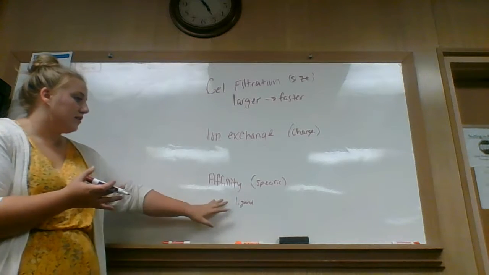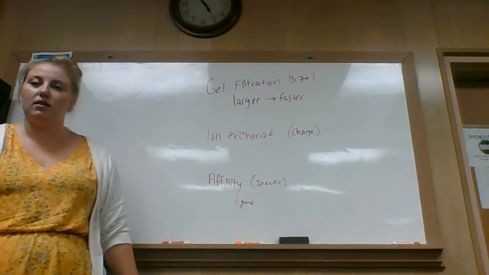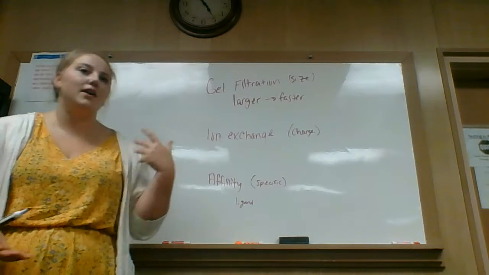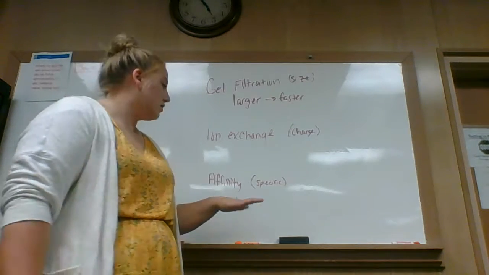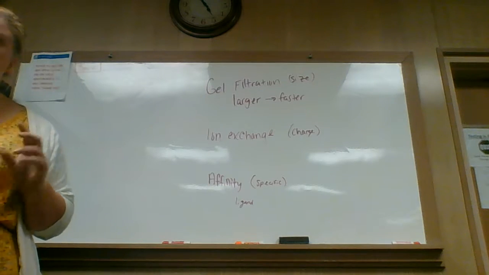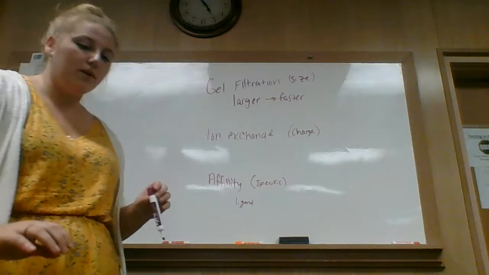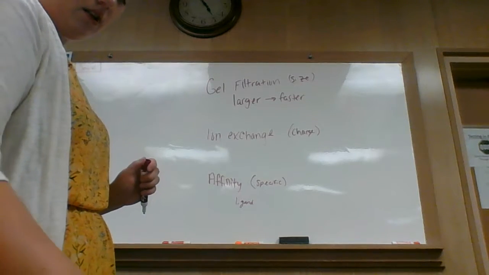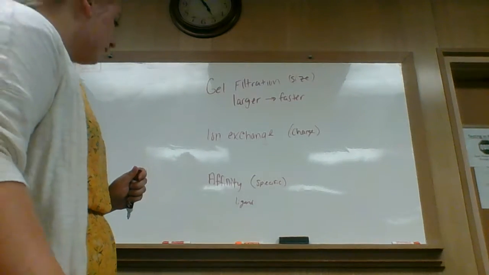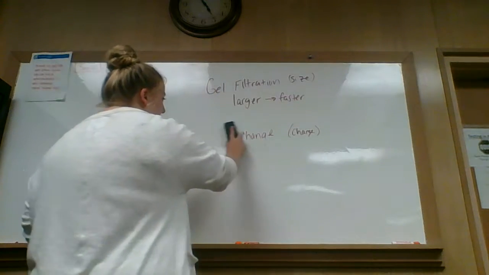Your ligand is going to be chosen based off of the specific protein that you're looking for. So this is only going to pick out your specific protein. Everything else is going to fall through, even if it's the same size or the same charge. Okay? So this is only getting your one single protein, and it's made specifically for that. Okay? Any questions on any of these? Okay. Let's talk about SD page, which is the gel electrophoresis.